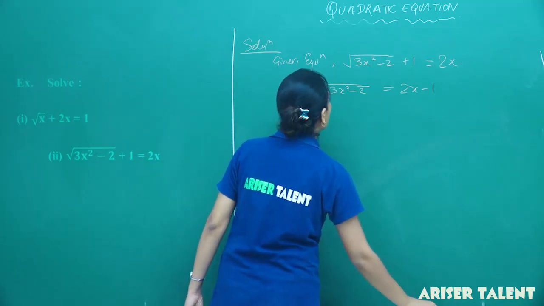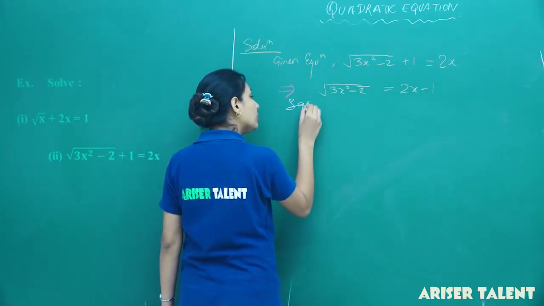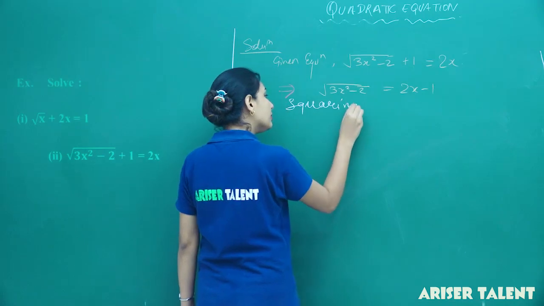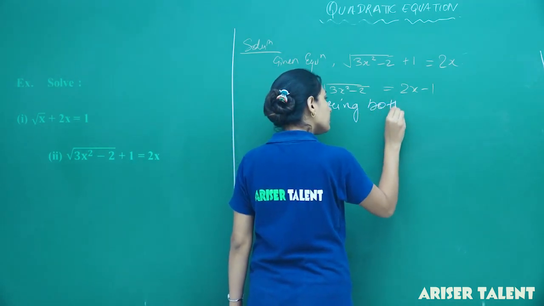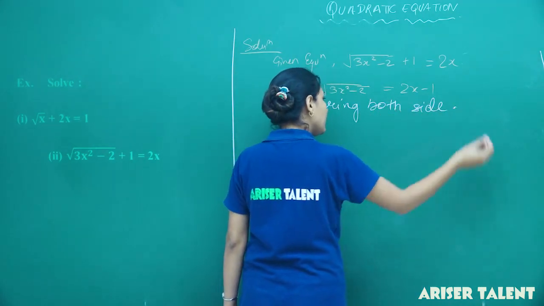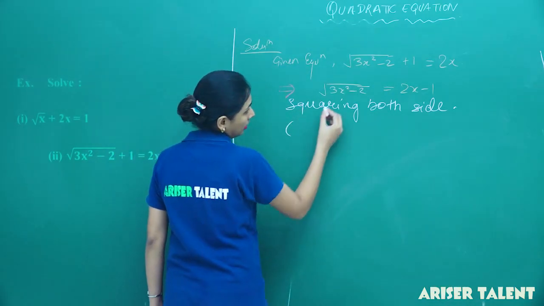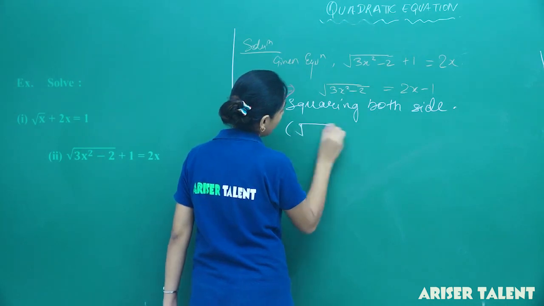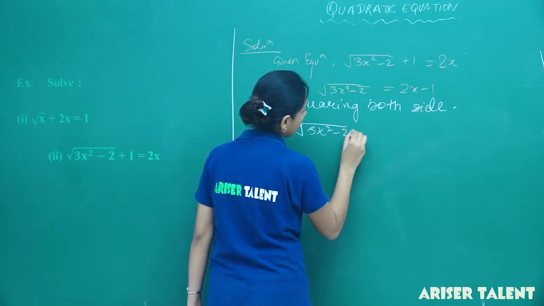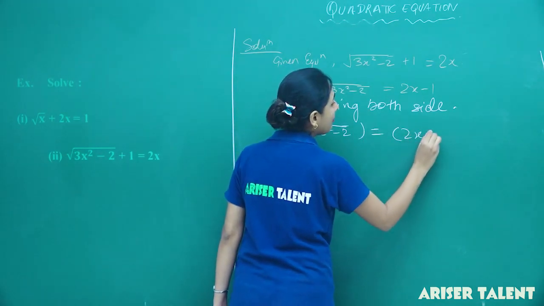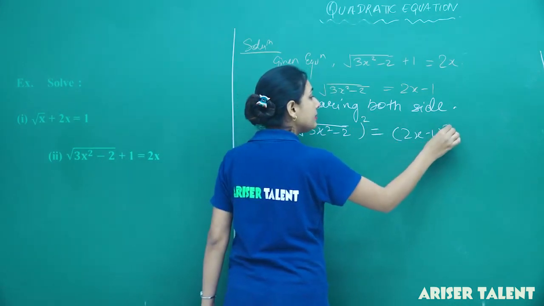Correct. Now what will I do? Simple, squaring both sides. Squaring both sides will give me what? Do it fast with me. Even you have to do it before me. Have your copy and pen always with you when you are watching this lecture. So I'll be just squaring both sides.